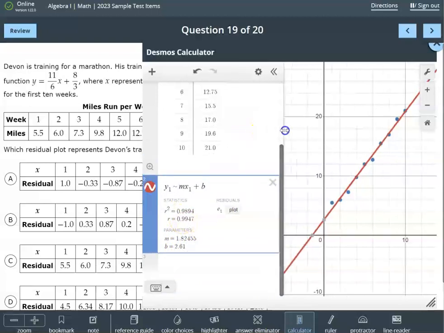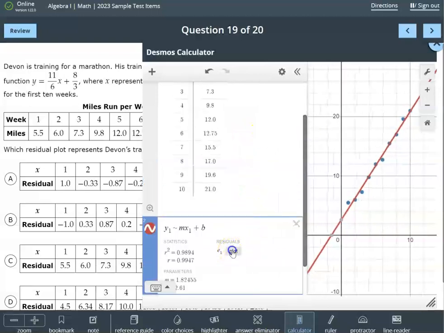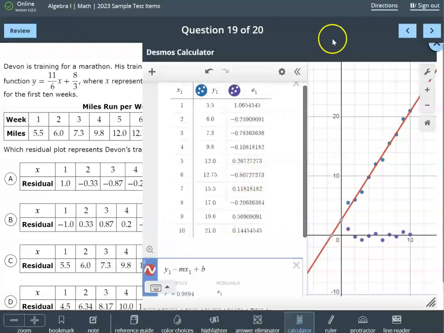So I'm going to move this over so you can see what's going to happen here. When I press that button, it adds another column to my table. It also puts those points on this graph. And these purple points on my graph here are called the residuals. So the question is, which of the tables we are given here match these residuals best?